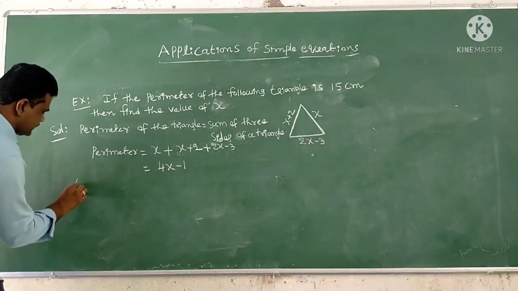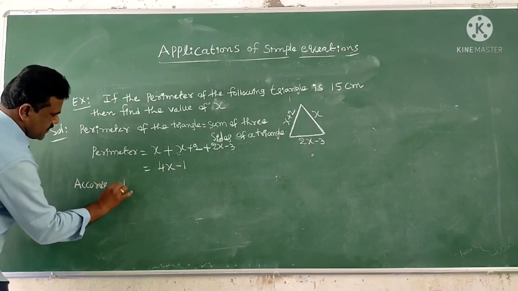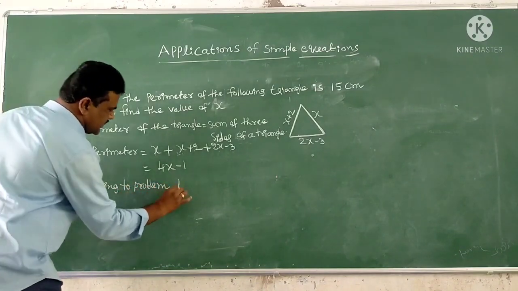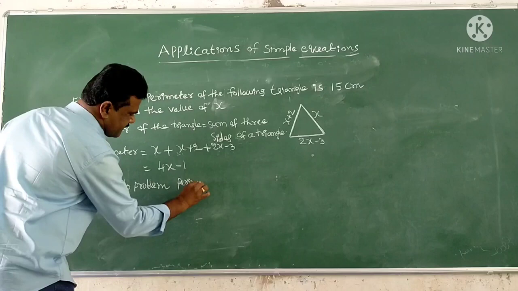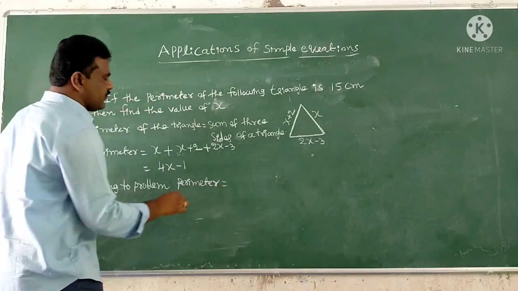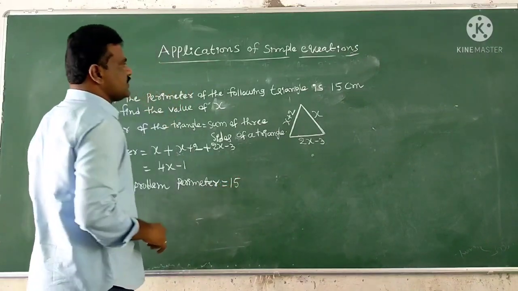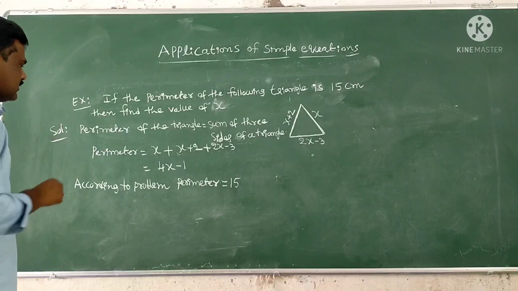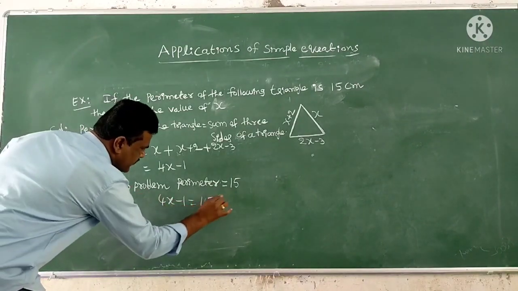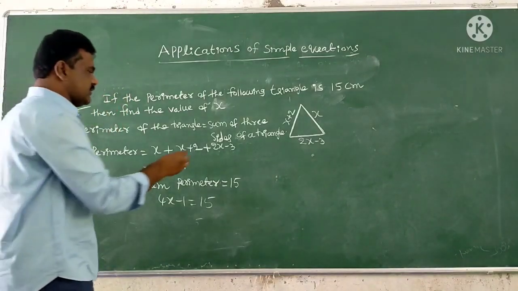According to the problem, the perimeter is 15 centimeters. Therefore, 4x minus 1 is equal to 15.